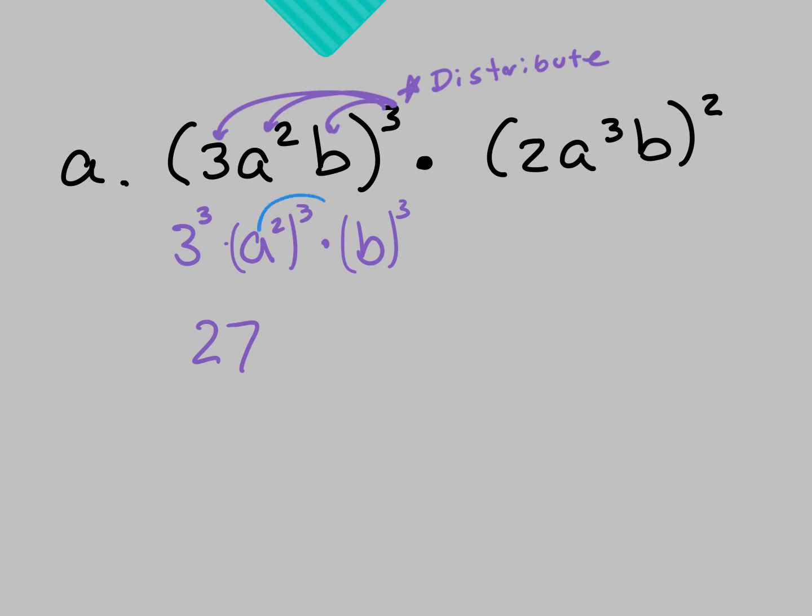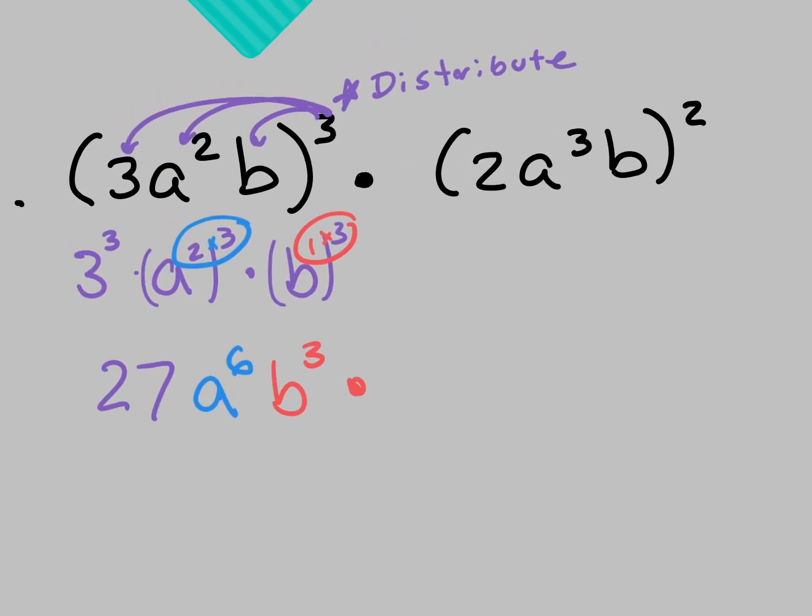What do I do when I have a power raised to a power? Multiply. So A to the second power to the third power would be what? A to the 6, because 2 times 3 is 6. What would my exponent on B be? 1, and 1 times 3 is 3. So B to the third power. Now I'm not done yet. Still have that second half. What do I need to do first on the right side? Distribute. So I have 2 to the second power, A to the third power to the second power, and B to the second power.